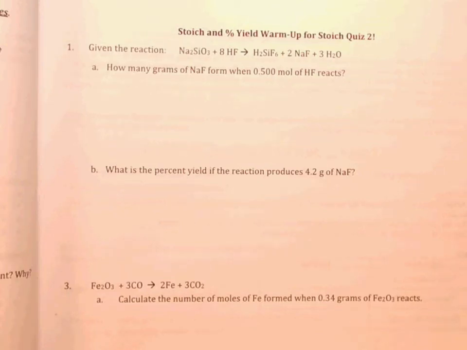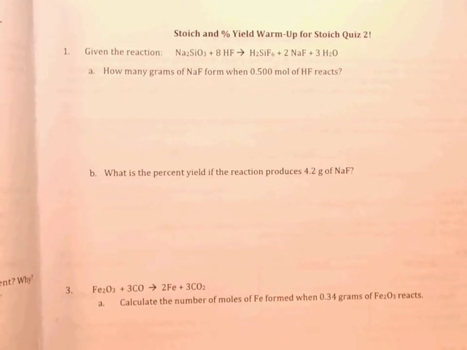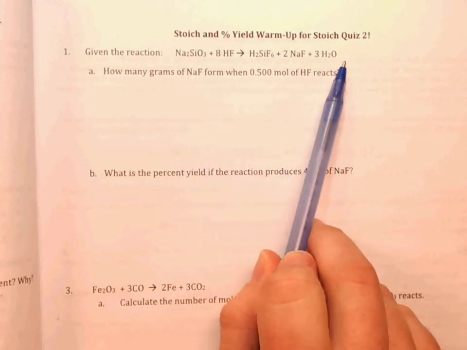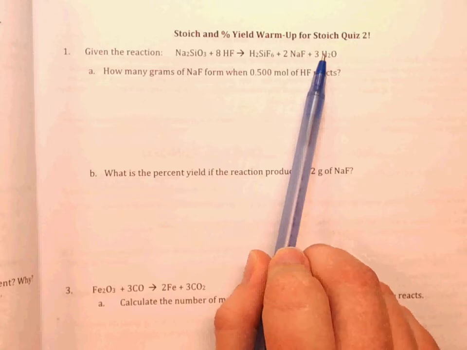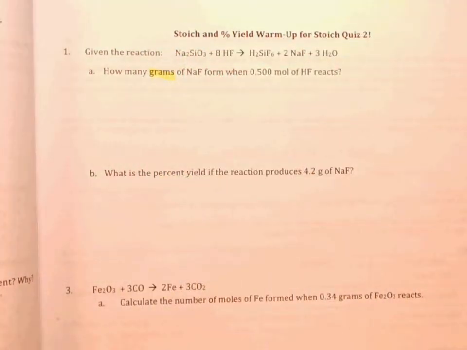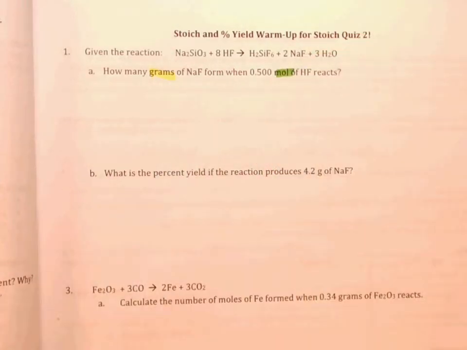Alright, this is your warm-up for your quiz today. It's on page 26 is where we're looking. Page 26, where we have the warm-up for today's quiz, which we're going to go over right now. This first problem gives us a reaction that I'm not going to bother reading out loud, but it's there if you want it. And it asks how many grams of NaF form when 0.500 moles of HF react.